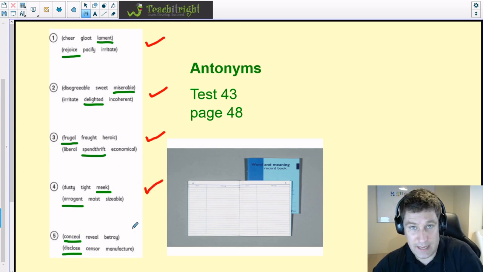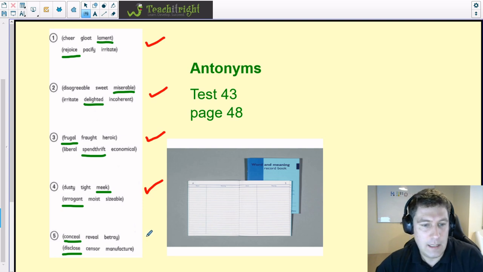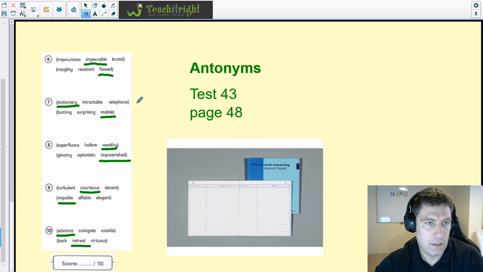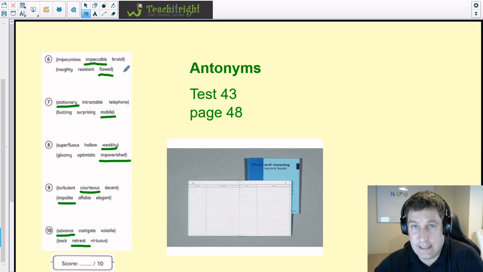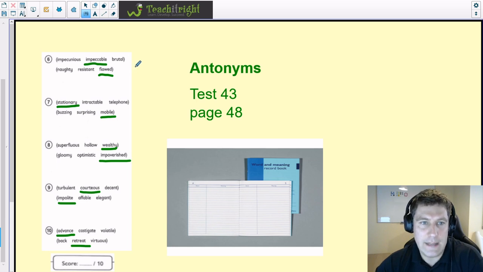Conceal, if you conceal something, you hide it, and then disclose, you reveal it. So well done if you got that one. Then we've got impeccable and flawed. Impeccable is when there's no mistakes. Sometimes we might talk about an impeccable performance without any mistakes. So well done if you got that one.